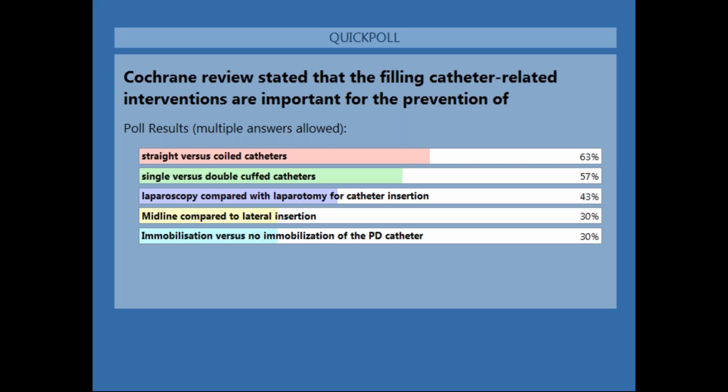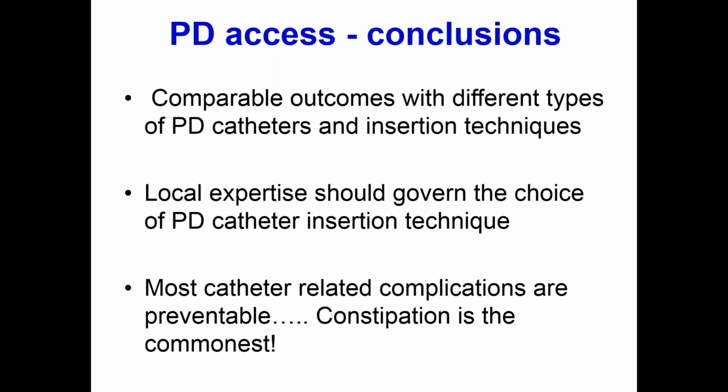Okay, so we need to move on with the hemo section. So let's briefly conclude on this. We've seen that there are comparable outcomes with different types of PD catheters and insertion techniques. The local expertise should govern the choice of the catheter used and the catheter insertion technique, keeping in mind these few points we discussed with the Cochrane review. And finally, most catheter-related complications are preventable, constipation being the most common, and then, of course, keeping in mind the need for a partial omentectomy as well. Okay, so I think we'll be doing questions at the end.